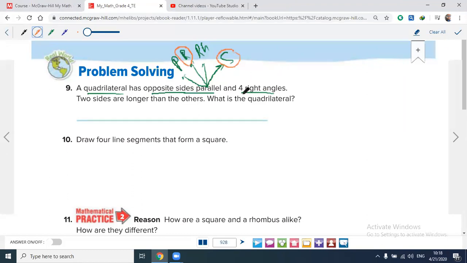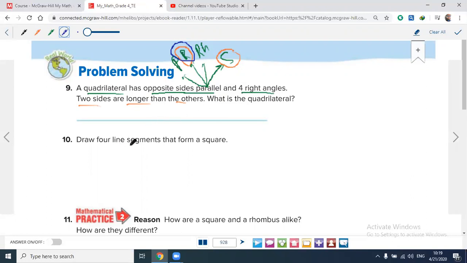And then 4 right angles. See, 4 right angles come only in the square and the rectangle. Which one? Continue to find out. 2 sides are longer than the other sides. That comes only in the rectangle, which has 2 longer sides. So the answer will be rectangle.